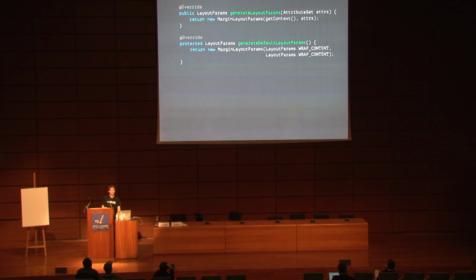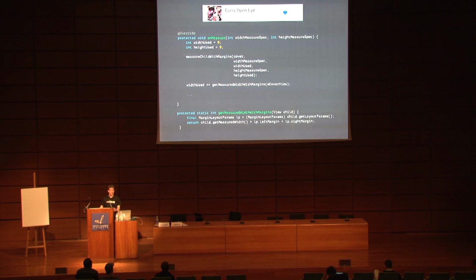Then, in order to write view group, I also need to declare which layout params we want to use. So, in almost all cases, it's not the default of the platform, maybe it should be, you want to use margin layouts because you want to be able to apply margins to your children. So you just need to declare it in these two methods. So the first one is called each time you inflate a view in XML. And the second one is called when you create a view directly by the constructor. So it just supplies default layout params in that case.